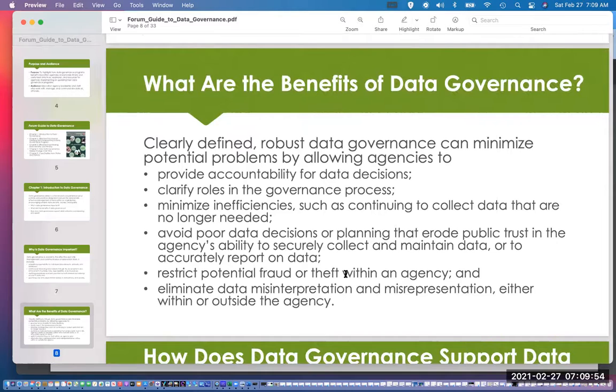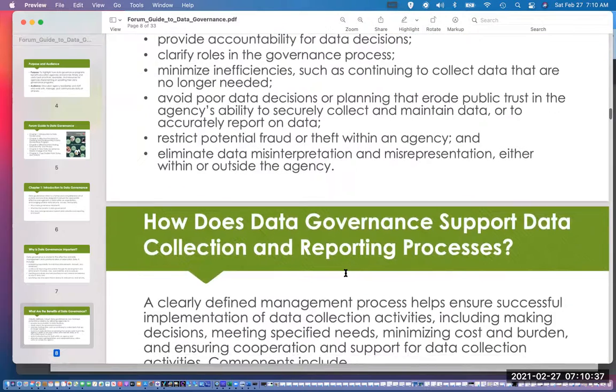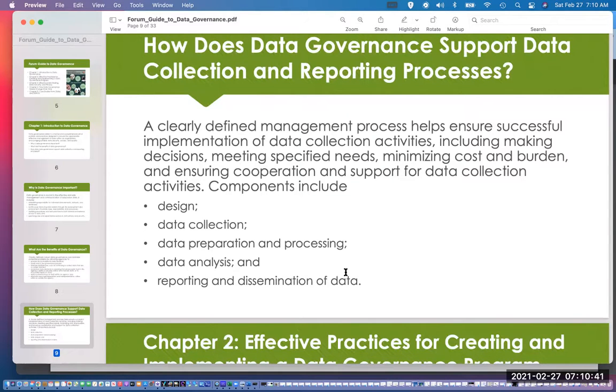What are the benefits of data governance? Clearly defined, robust data governance can minimize potential problems by allowing agencies to provide accountability for data decisions, clarify roles in the governance process, minimize inefficiencies, such as continuing to collect data that are no longer needed, avoid poor data decisions or planning that erode public trust in the agency's ability to securely collect and maintain data, or to accurately report on data, restrict potential fraud or theft within an agency, and eliminate data misinterpretation and misrepresentation, either within or outside the agency.